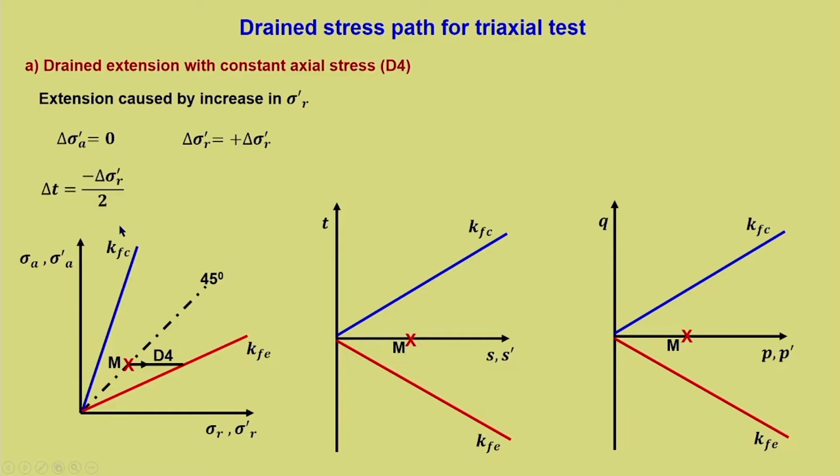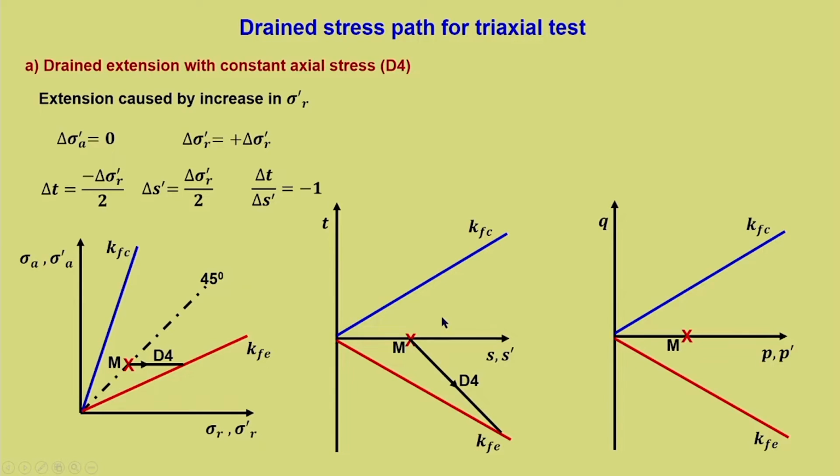What about T-S'? Delta T is equal to minus delta sigma R' by 2. Now, you can see that T should move towards the negative direction. Delta S' is equal to delta sigma R' by 2, and hence delta T upon delta S' equal to minus 1. So, you can see that S' is in the positive direction, whereas T is in the negative direction. So, that is all about T-S'.